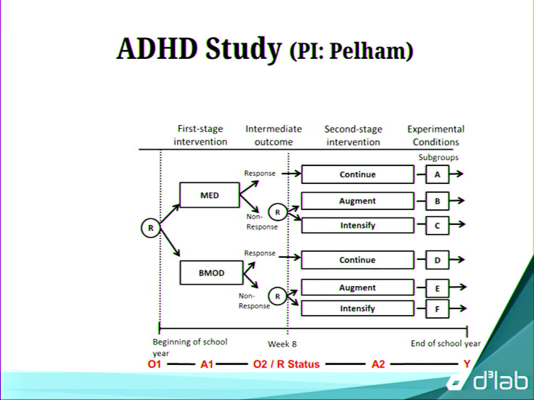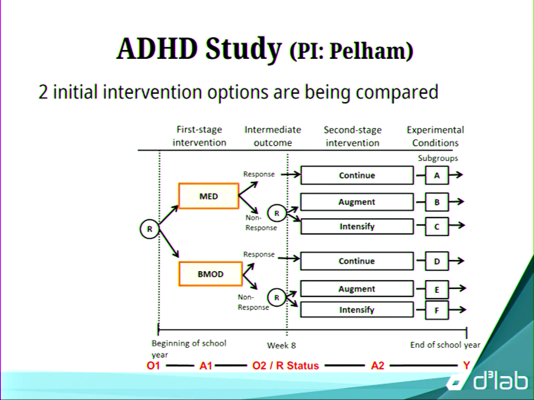If you started with BMOD, were a non-responder, and were re-randomized to intensify, it means that you received more BMOD sessions. And if you're a non-responder to medication and you were re-randomized to intensify, it means that you received additional medication dosage in the afternoon. Does that make sense? Okay, this is important because I'm going to ask you questions later.